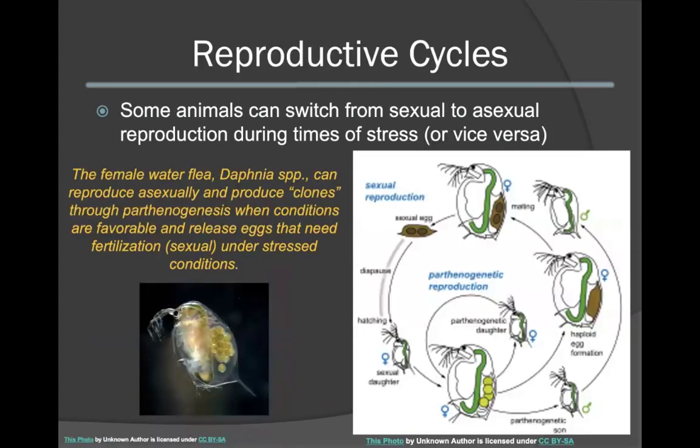Many animals can switch from asexual to sexual reproduction during times of stress or vice versa. For instance, the female water flea, like this Daphnia species seen below, typically reproduces asexually and produces clones through parthenogenesis when conditions are favorable. However, if they are experiencing stress conditions or resources become limited, the females will release eggs that instead need fertilization. Take a look at the diagram to the right to understand the difference between the asexual pathways and sexual pathways.